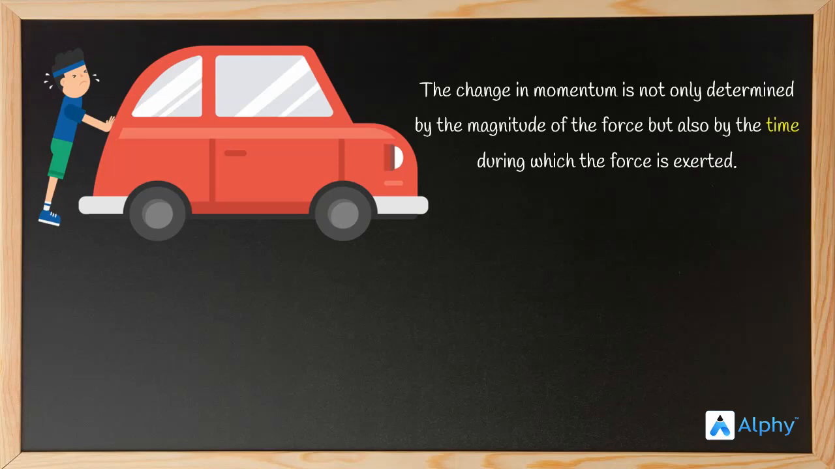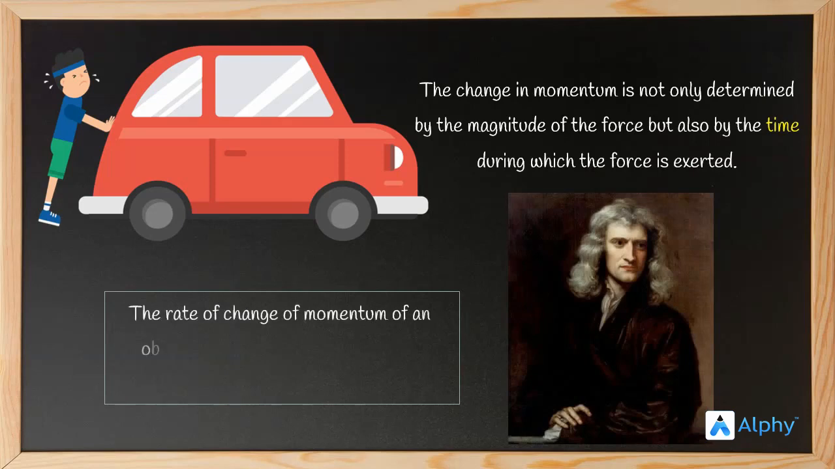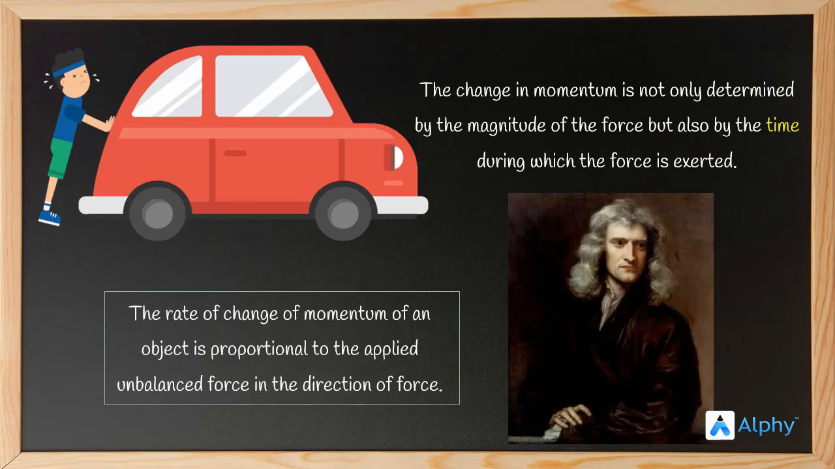This brings us to the second law of motion. Again, this was proposed by Newton. The second law of motion states that the rate of change of momentum of an object is proportional to the applied unbalanced force in the direction of the force. This definition will get clear as we go through the mathematical aspect of this law.